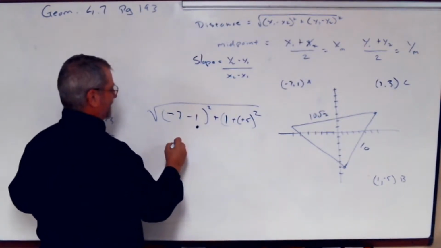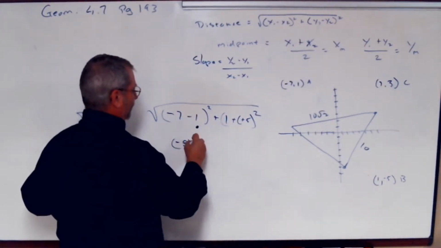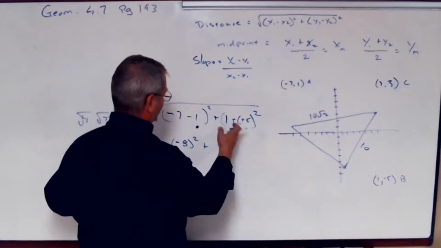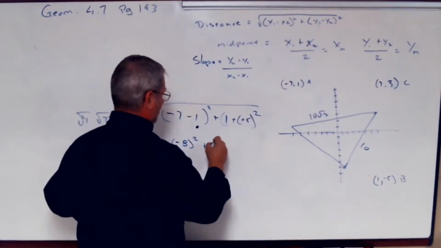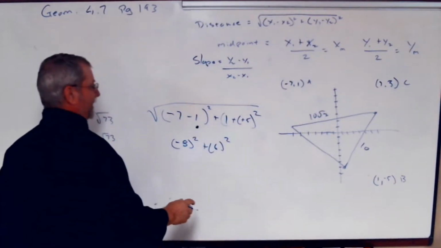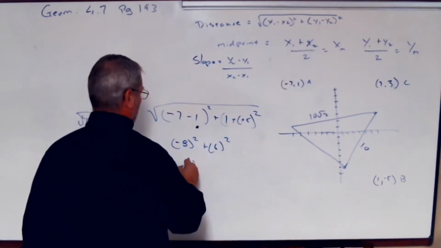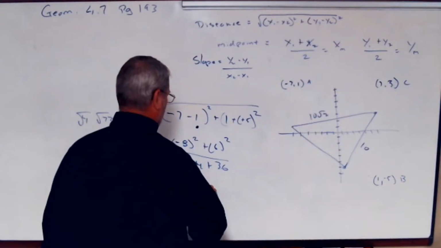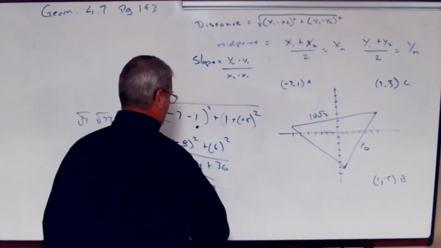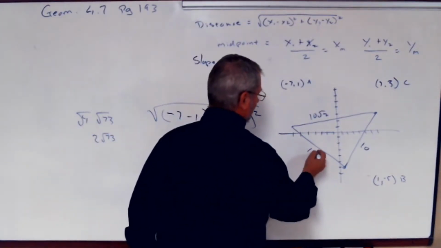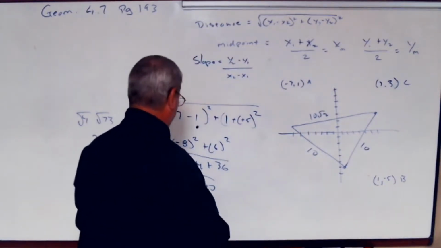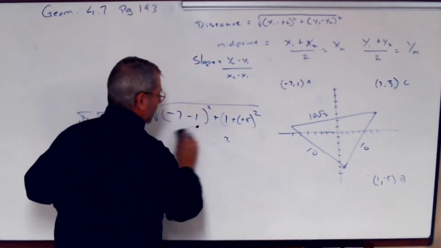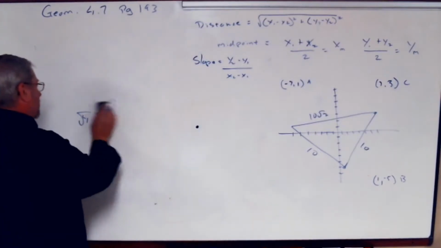Hello. So this is minus 8 squared plus 6 squared right here. So this is 64 plus 36. Square root of that is 100. Square root of that is 10. So this side is 10. All right, much better. All right, so I found all the sides.